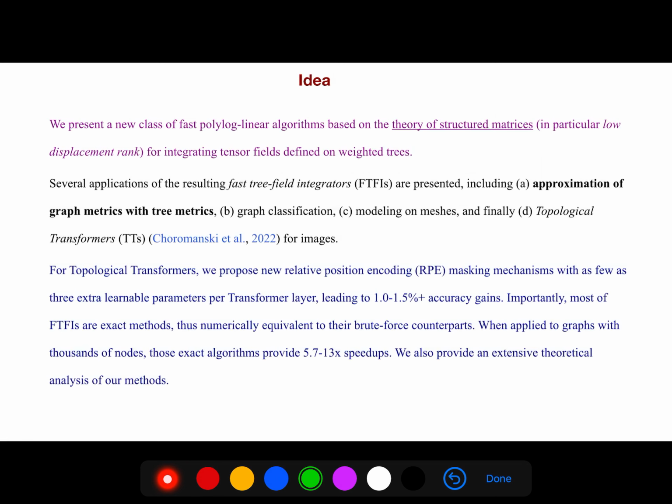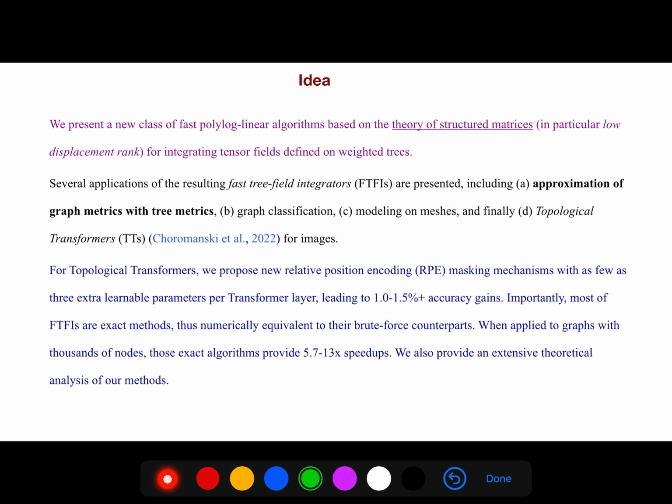We present a new class of fast polylog linear algorithm based on the theory of structured matrices, in particular low displacement rank, for integrating tensor fields defined on weighted trees. Several applications of the resulting fast three-field integrators are presented, including approximation of graph metrics with tree metrics, graph classification, modeling on meshes, and finally topological transformers for images.